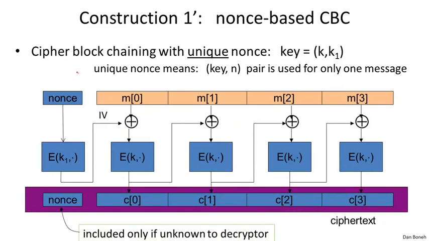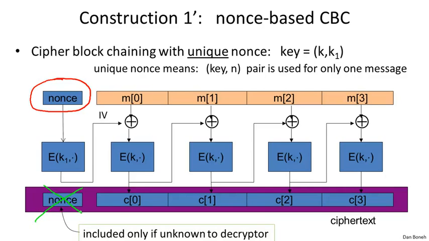Okay, so now I'm going to show you the nonce-based version of CBC encryption. In this mode, the IV is replaced by a non-random but unique nonce. For example, the numbers 1, 2, 3, 4, 5 could all be used as a nonce. And now the appeal of this mode is that if the recipient actually knows what the nonce is supposed to be, then there's no reason to include the nonce in the ciphertext. In which case, the ciphertext is exactly the same length as the plaintext.